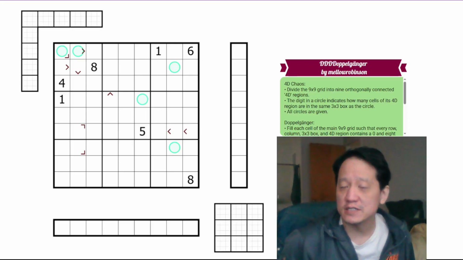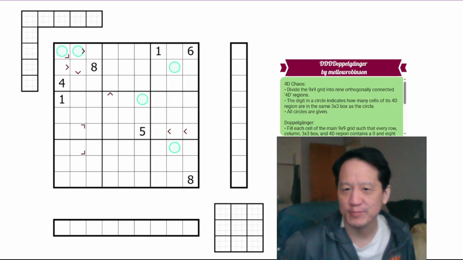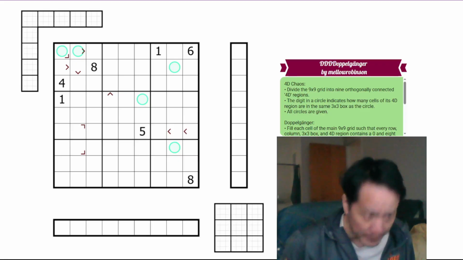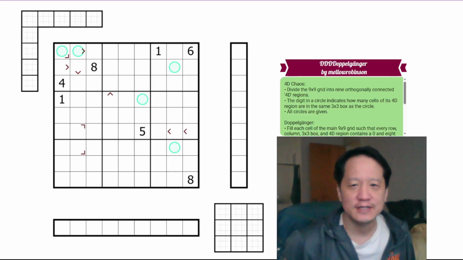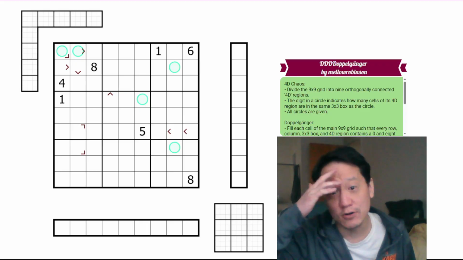And this is today's very hard puzzle. And it's called DDDDoppelgänger. I think I might have added one too many D's there. It's supposed to be 4 D's because we have 4D chaos. And it's by Mello Robinson. Doppelganger. There we go. Doppelganger. Yeah. And here are the rules.